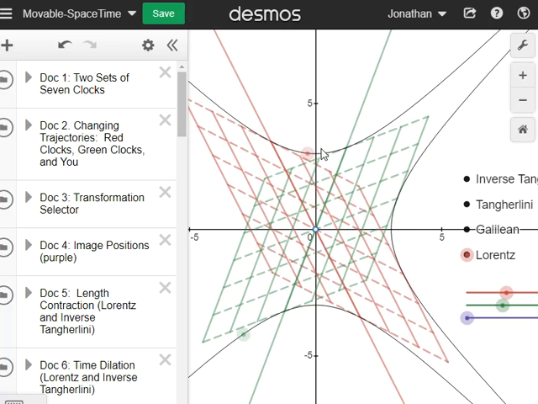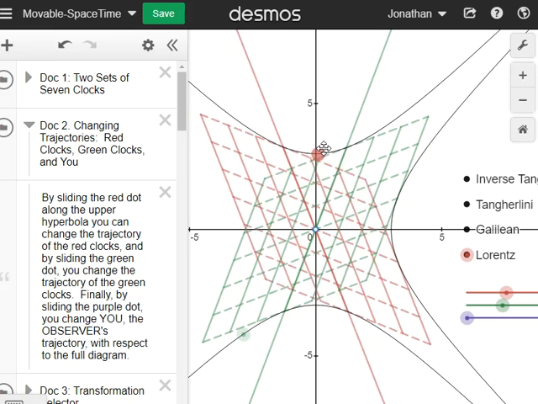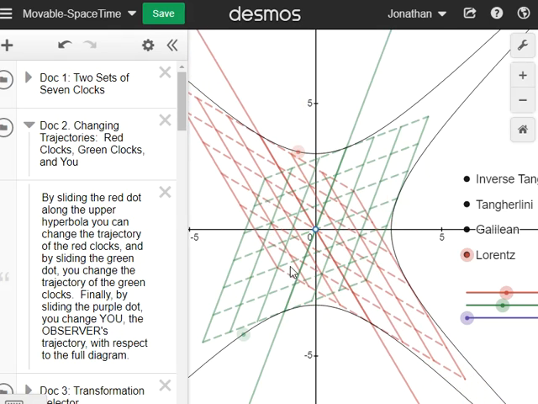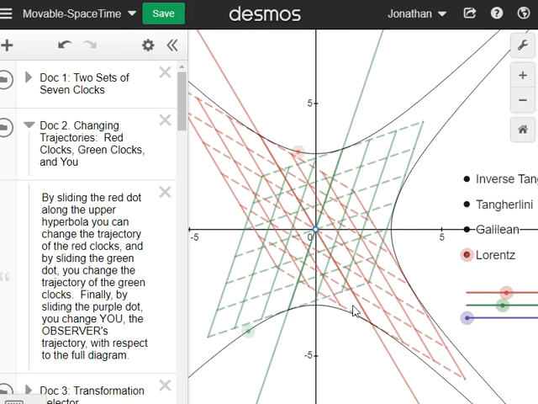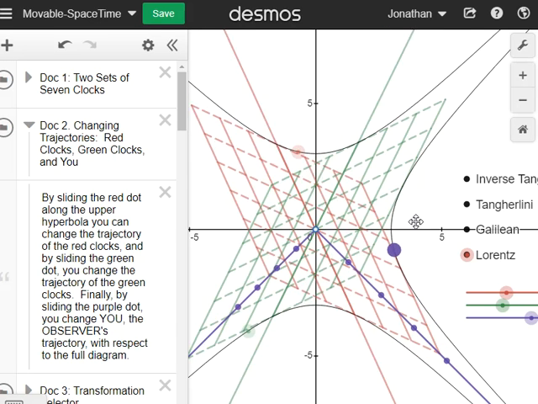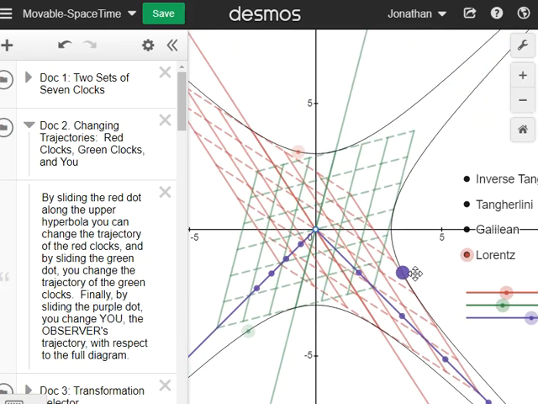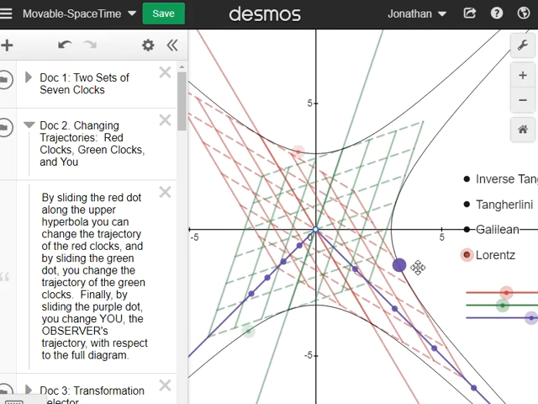Changing trajectories: red clocks, green clocks, and you. By sliding the red dot along the upper hyperbola, you can change the trajectory of the red clocks, and by sliding the green dot, you change the trajectory of the green clocks. Finally, by sliding the purple dot, which isn't showing up right now, but there it is, you can change your own trajectory with respect to the space-time diagram. So when you change your own point of view with respect to everything, then all of this stuff moves.